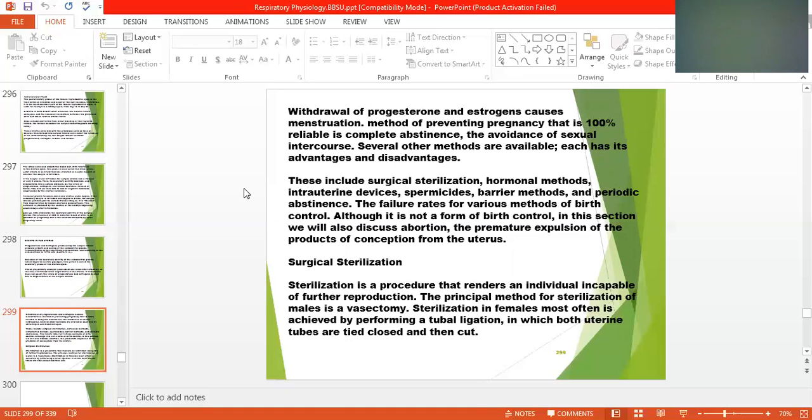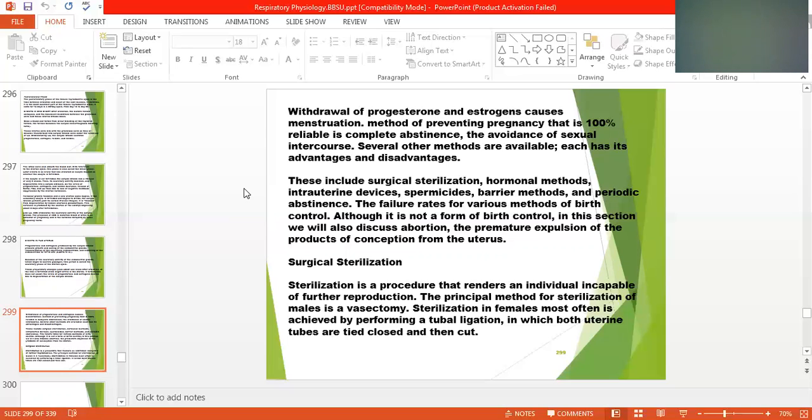The failure rate for various methods of birth control. Although it is not a form of birth control, in this section we will also discuss abortion, the premature expulsion of the products of conception from the uterus.